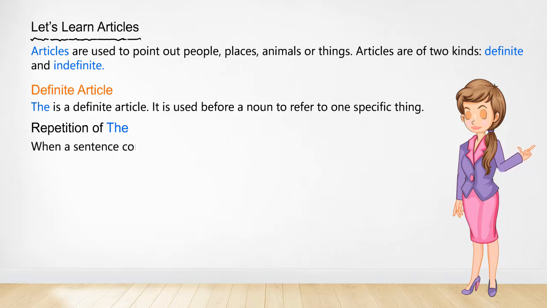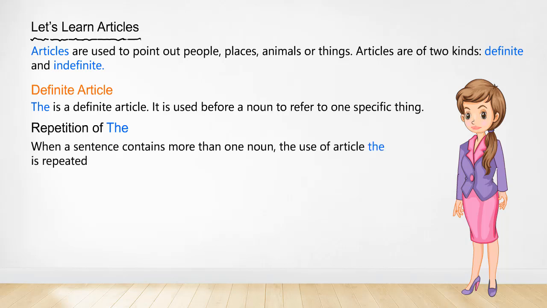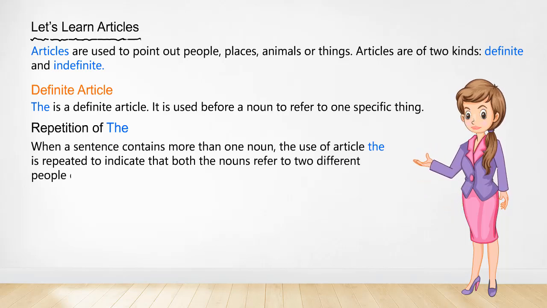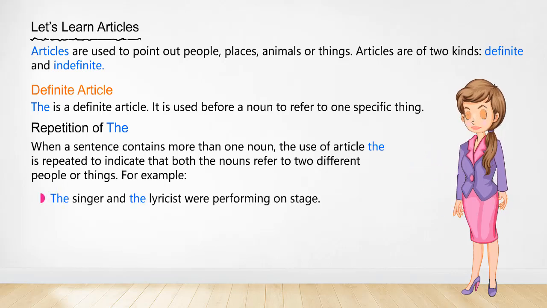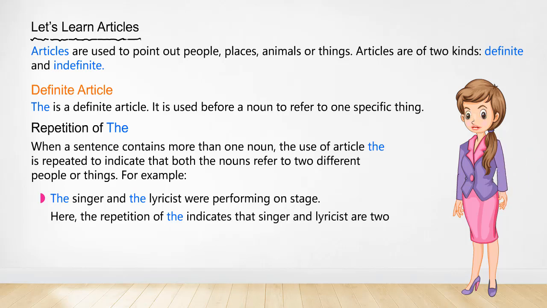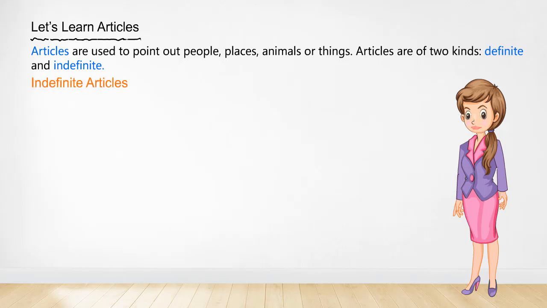Repetition of the. When a sentence contains more than one noun, the use of the article the is repeated to indicate that both the nouns refer to two different people or things. For example, the singer and the lyricist were performing on stage. Here, the repetition of the indicates that singer and lyricist are two different people.